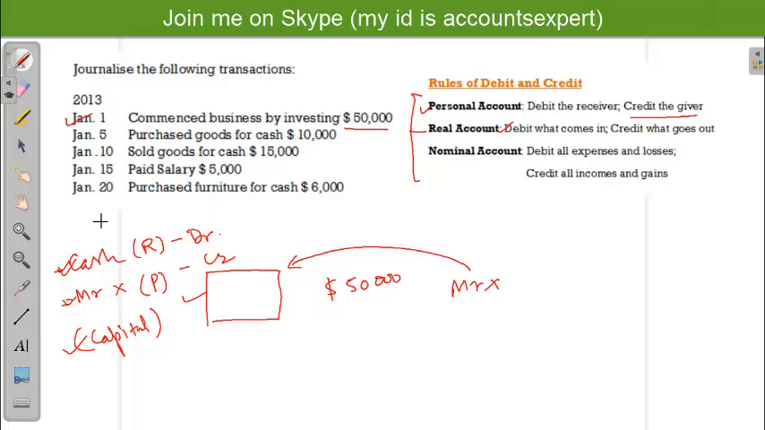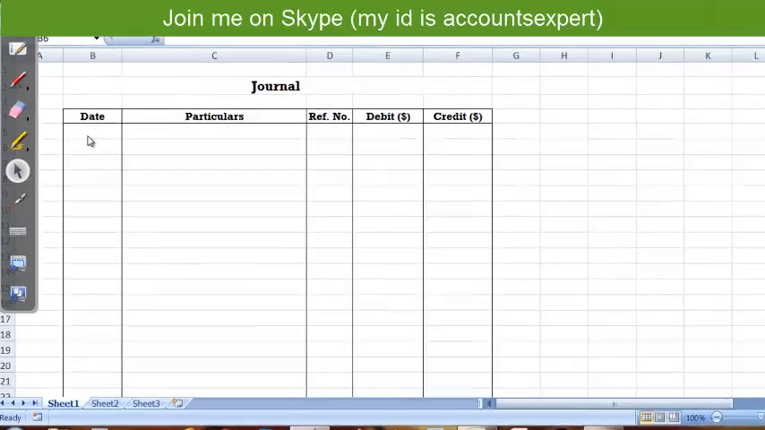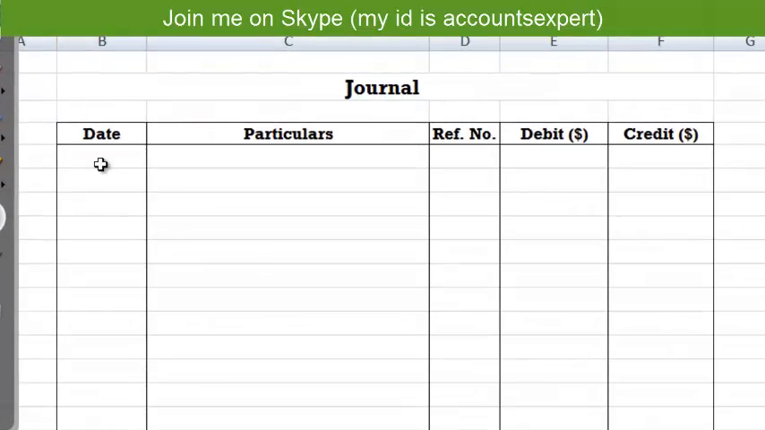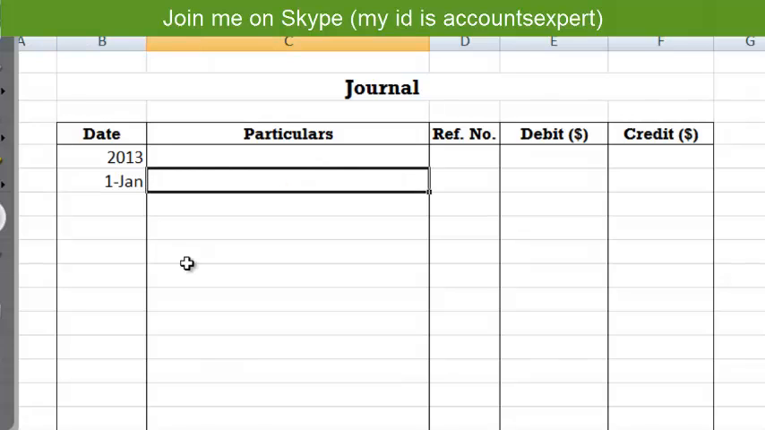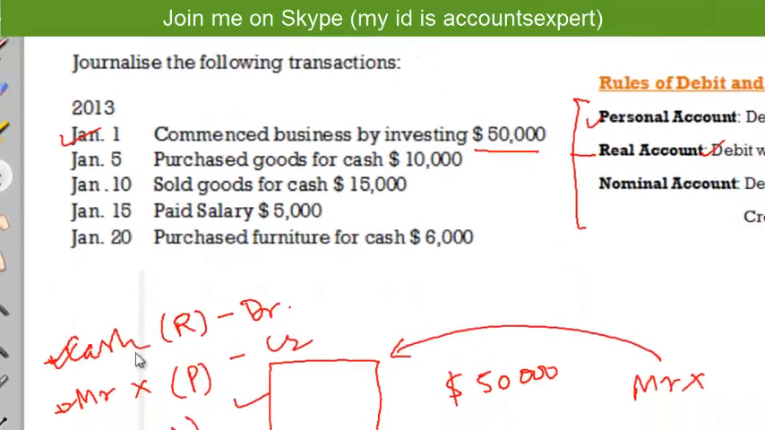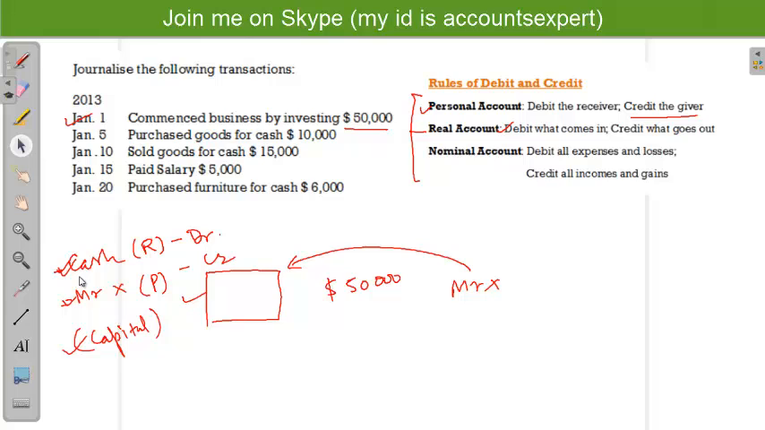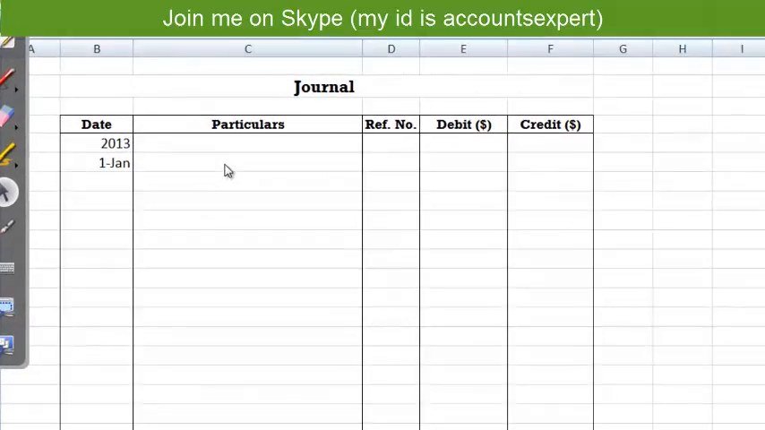Now let's see what journal entry we will record in the books of accounts. So first this is the format of the journal. First we will write the date in the date column. Then after, first we will record the debit item. So as per the analysis, we know that cash account will be debited and capital account will be credited. So first we will record the debit item.